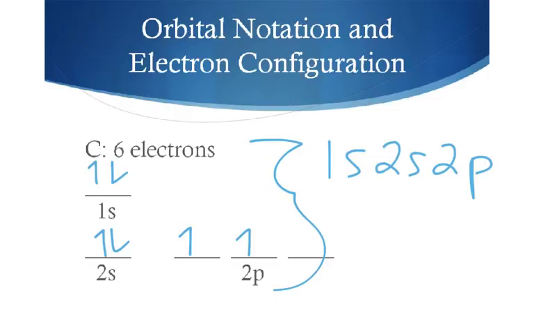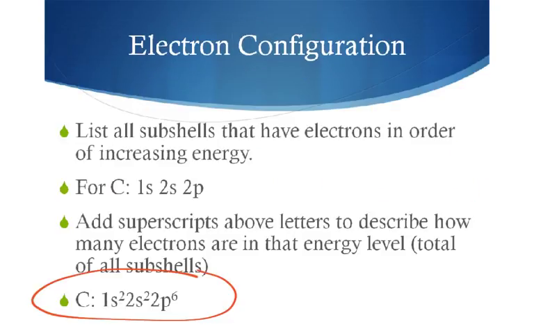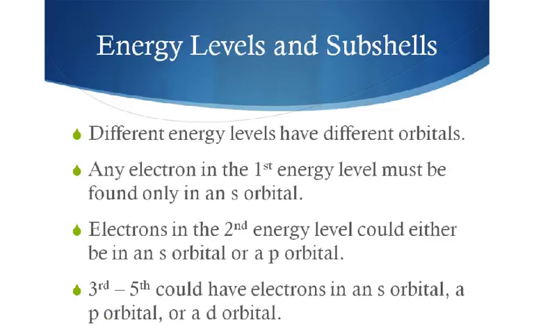Now what you do is tell me how many electrons you have in each one of these orbitals. The way that you demonstrate how many electrons you have is by putting a little number up at the top here called a superscript. So in the first orbital, the 1s, I've got 2 electrons. In the 2s, I've got 2, and in the 2p, I've got 2. So my electron configuration for carbon is 1s2, 2s2, 2p2.